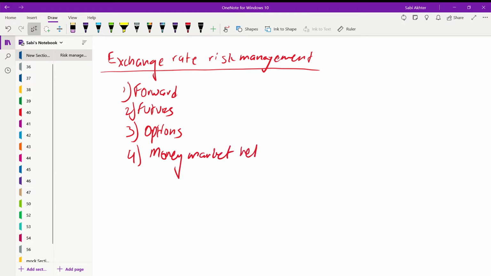Money market hedge, multilateral netting, and yes. So these are the 5 key areas which all AFM students need to focus on. You have to know them 100%. You cannot skip: forward, future, options, money market hedge, multilateral netting. We are going to cover all this in this video.